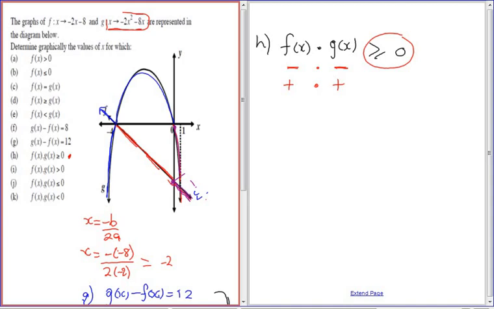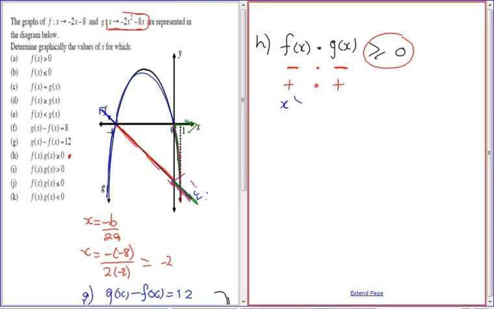So from 0 onwards, from 0 going in this direction, you can see that g(x) will be negative, while f(x) is also already negative. So we want this part. We really just want this part here. So I'm going to write that one only. It is x is greater than or equal to 0.